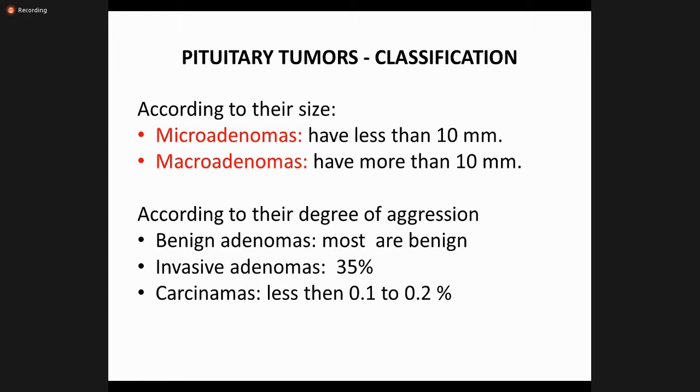Most of the tumors are benign, that is they stay there, and some are invasive. That is, 35% are invasive, eroding the surrounding structures, and only 0.1 to 0.2%, very rare, very small in quantity. Carcinoma is very rare in pituitary tumors.